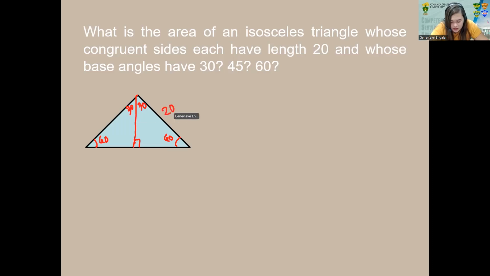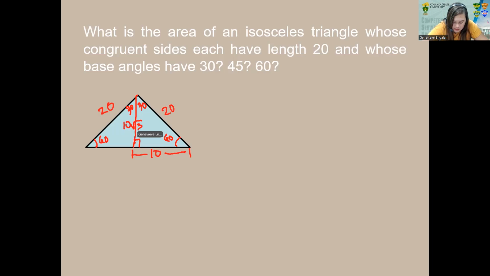So kung 20 ni, ang shorter leg kining katunga sa base. Kay opposite man siya sa 30. So ang katunga sa base will be, ang shorter leg will be 10. Okay, ang longer leg will be 10 square root of 3.